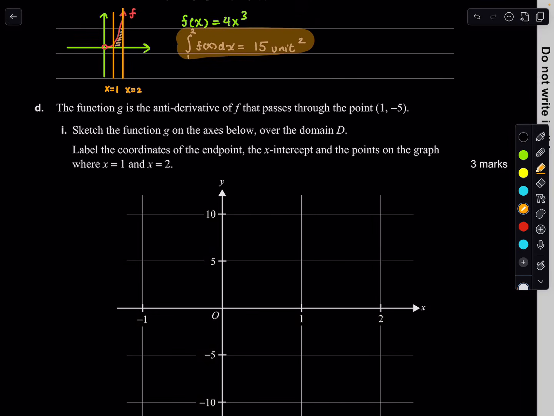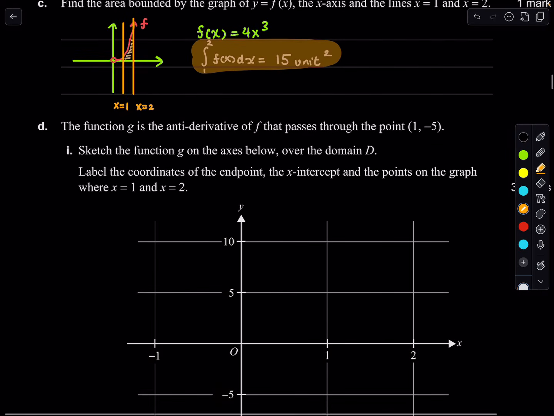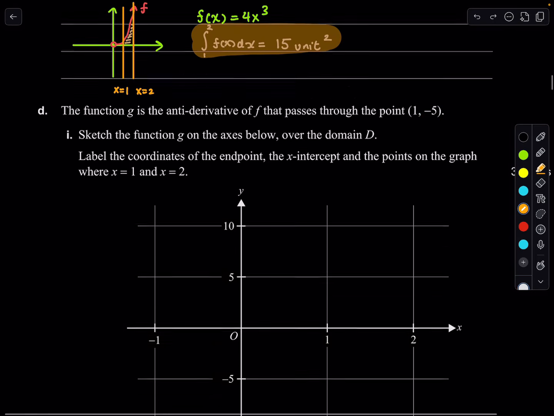Okay, so basically, g is just the antiderivative of f. So when you antidifferentiate f, you get your function g. And of course, when you antidifferentiate, you know how you get that plus c? They've given us an initial condition to find that plus c. So we can actually graph g because we will have the whole function.